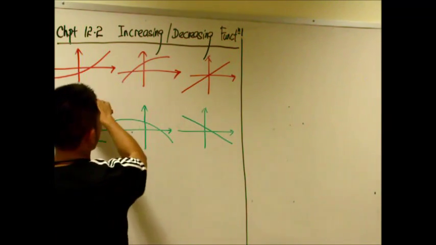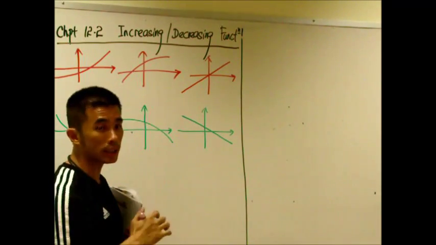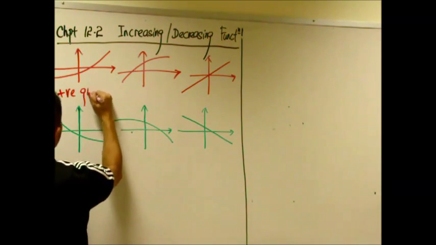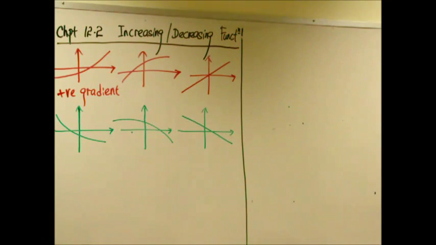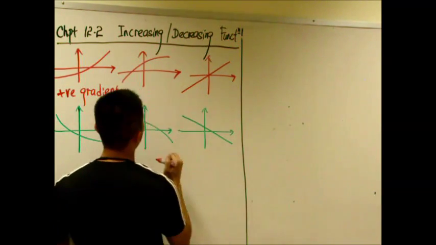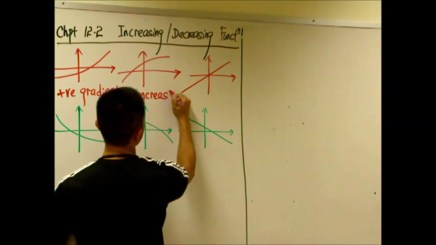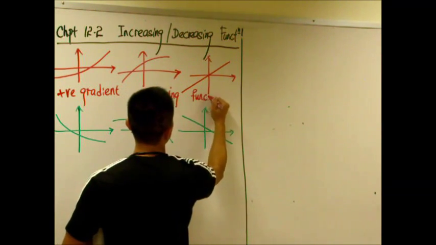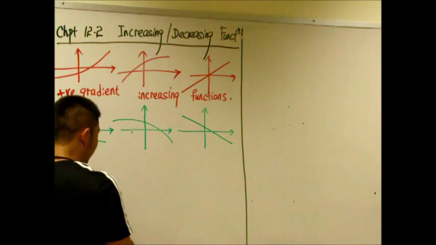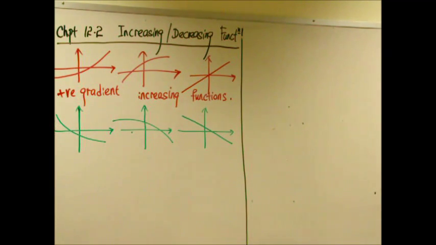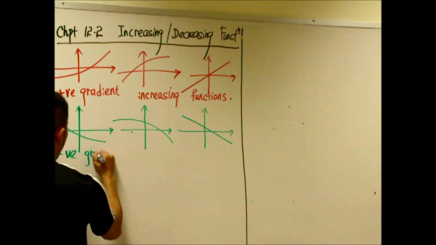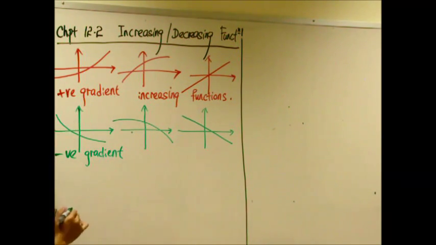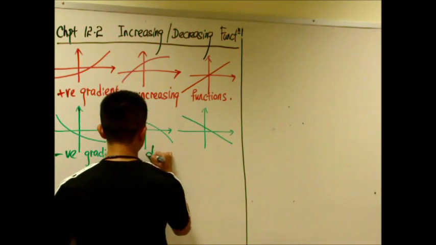Well, if your answer to all the red graphs is saying that they all have positive gradient, good job. Since all of them have positive gradient, in other words, all the functions listed here are what we call increasing functions. And if you think along the same line, obviously all the graphs below in green have negative gradient. In other words, your guess is as good as mine, they must be called decreasing functions.